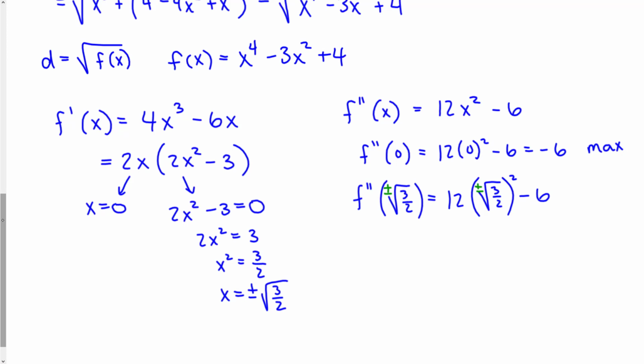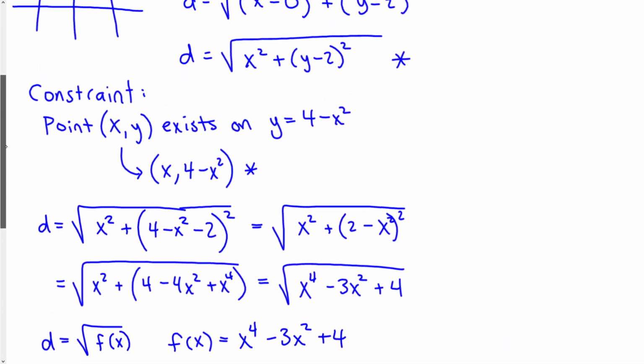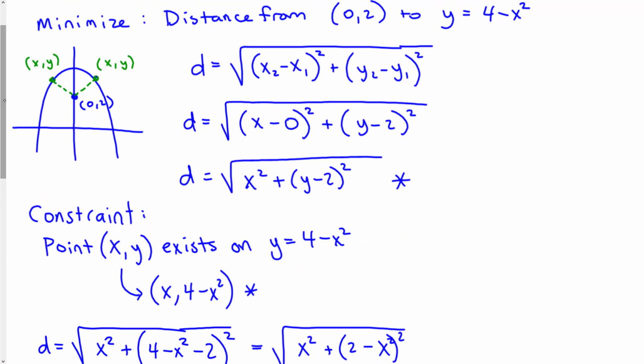So this would be 12 times 3 halves minus 6. 12 goes into 2 6 times, so 18 minus 6 is 12, which is positive, which means we're on an interval that is concave up, and any critical number on an interval that's concave up would be a minimum. So both of these values here represent relative minimums. And that's what we're in fact looking for, because they're indicating these 2 points. We need to get the coordinates of those points, but they're indicating where those particular points exist.